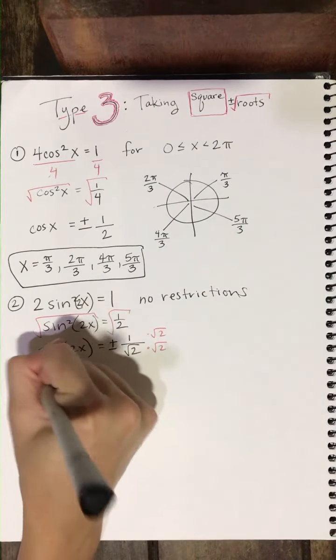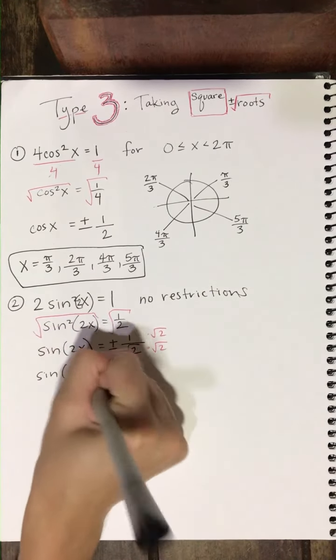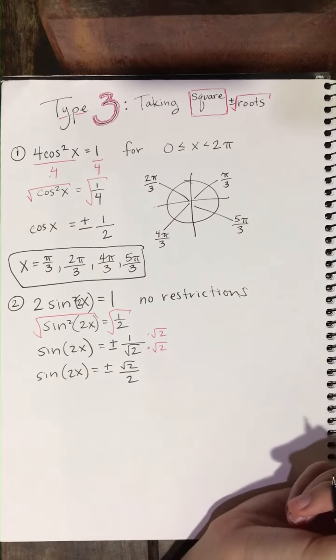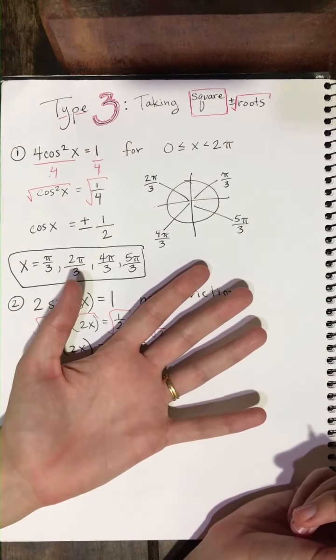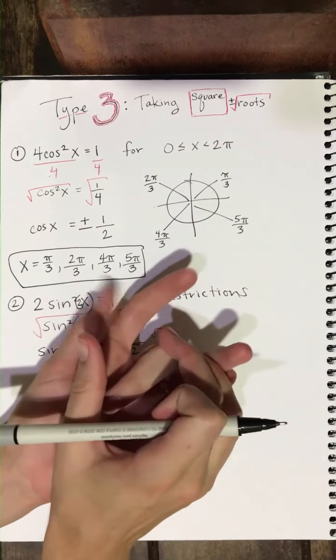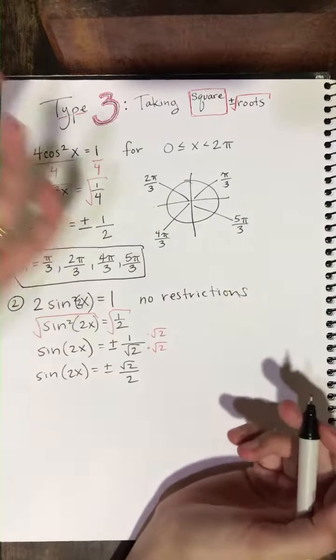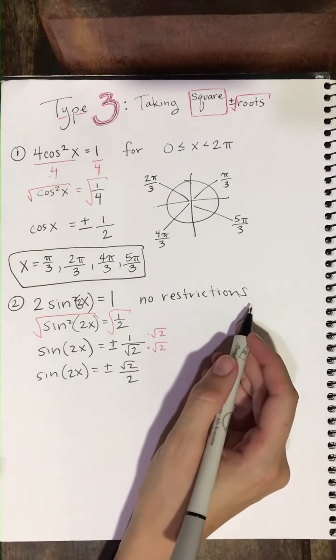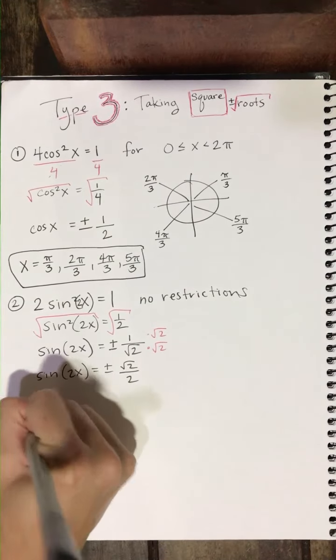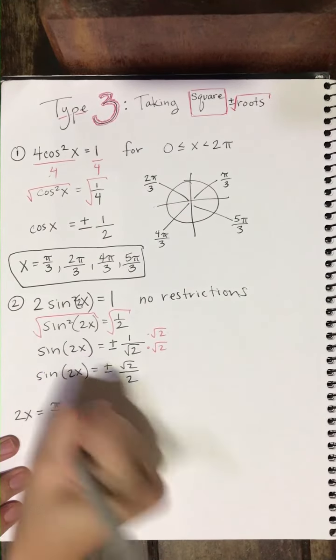So I've got sine of 2x is equal to plus or minus the square root of 2 over 2. That looks familiar. Sine over to the left. I need 2 fingers up, right? So I've got to be at pi over 4. No restrictions, but I prefer for you to work in radians. So that means that 2x is going to be equal to pi over 4.